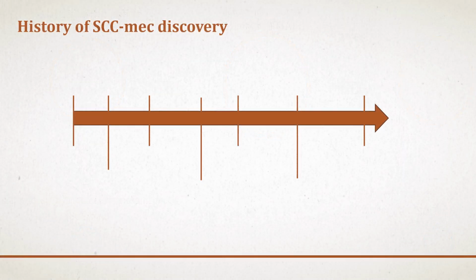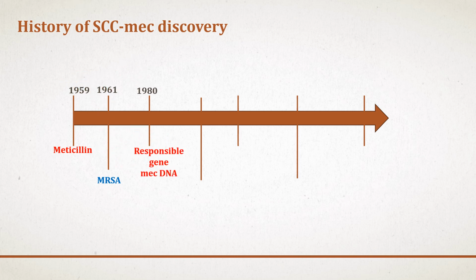Here we have a brief history of SCCmec discovery. In 1959, methicillin was introduced in clinical practice. Two years later, Staph aureus responded by becoming methicillin-resistant Staph aureus. It was not until 1980 that the molecular basis of methicillin resistance was discovered. A gene called mecA was responsible for that. From 1980 to 1990, it was believed by many that MRSA is a different species from MSSA, but this was refuted.